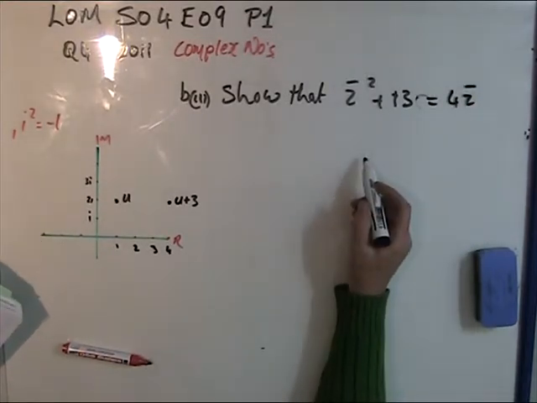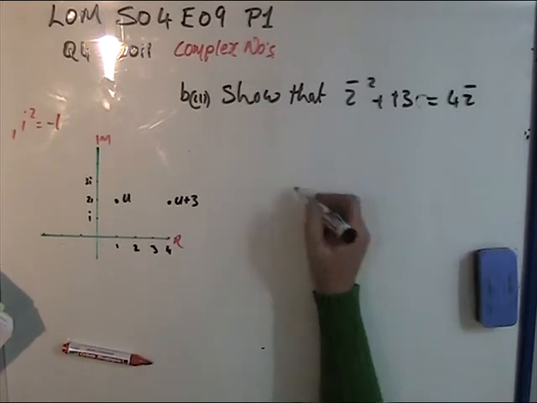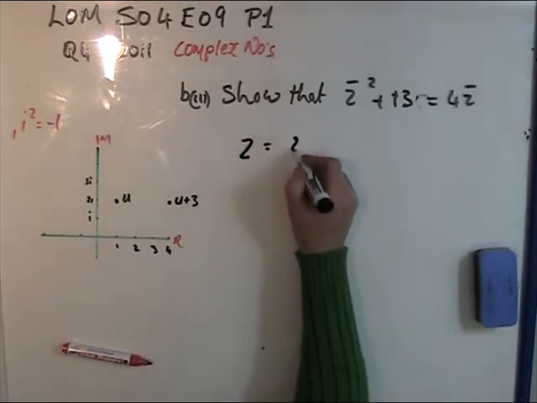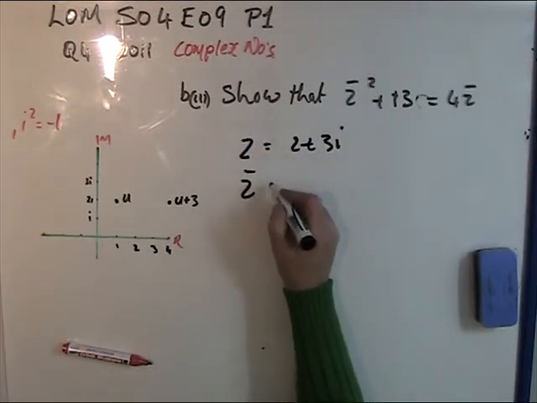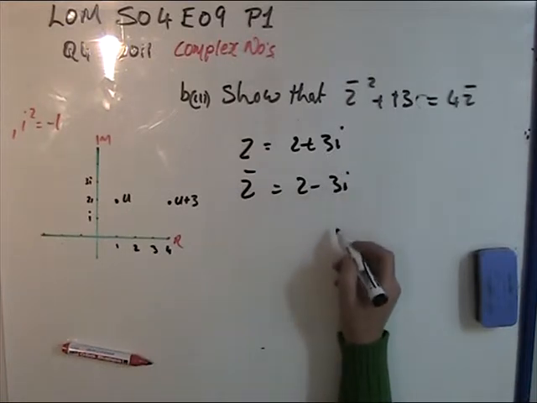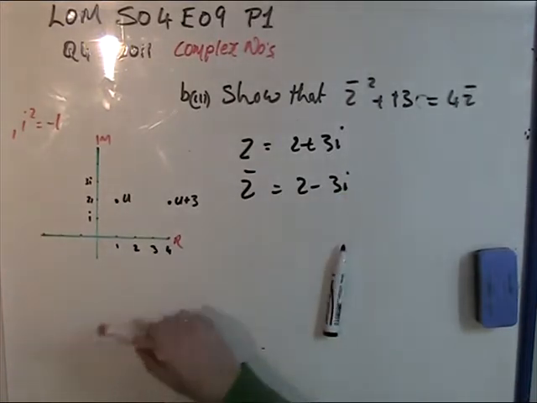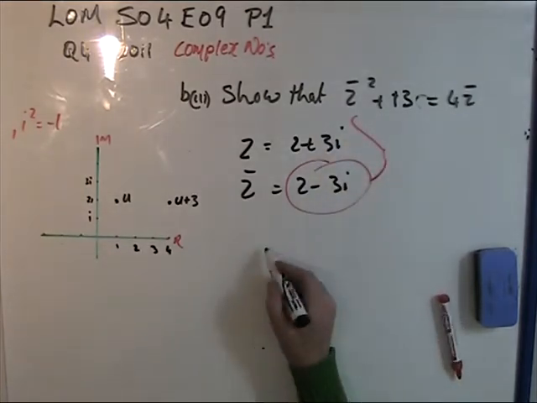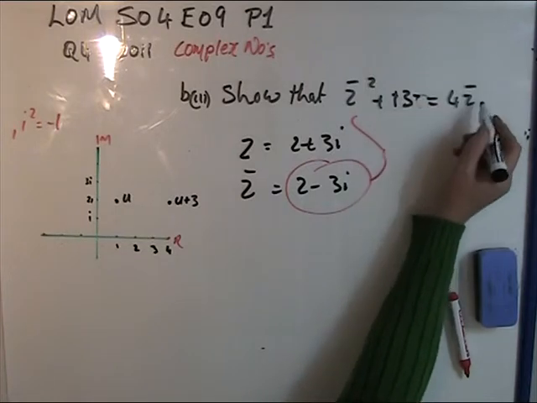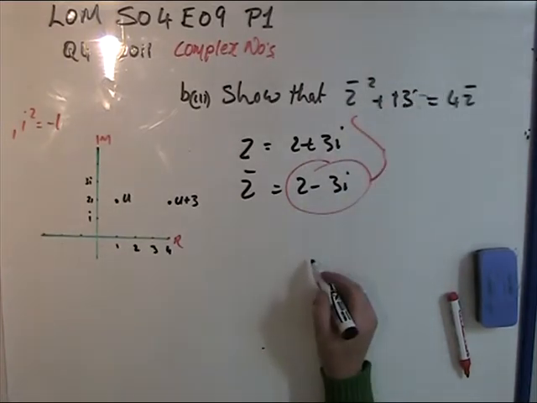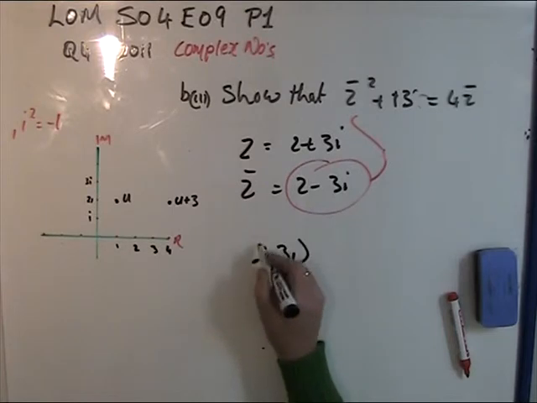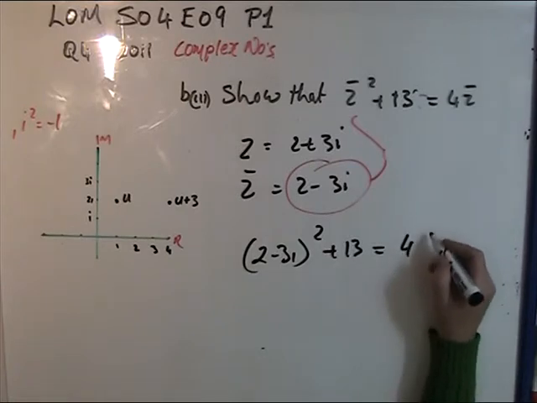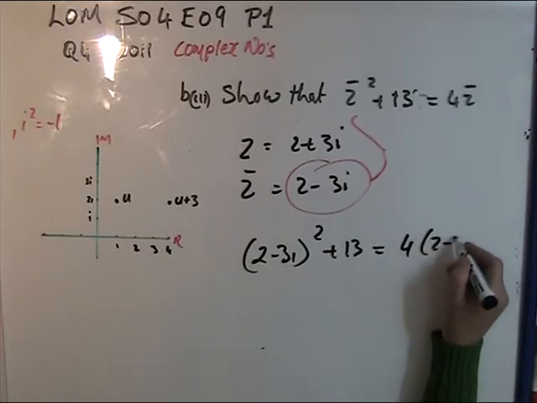Now it's the same principle again. You put in your conjugates. You know that z was equal to 2 plus 3i, so the conjugate of z is equal to 2 minus 3i. Now I have my options again, but I can put in 2 minus 3i for z again. Everywhere I see z I'm putting in 2 minus 3i. So it's going to be 2 minus 3i all squared plus 13 is equal to 4 times the conjugate, which is 2 minus 3i.